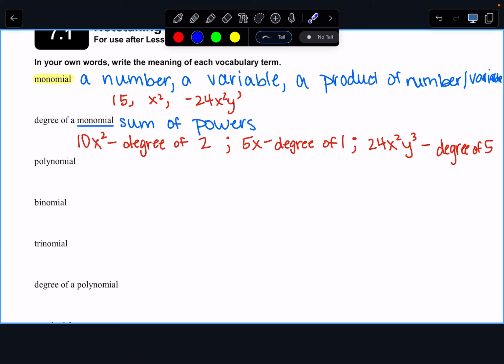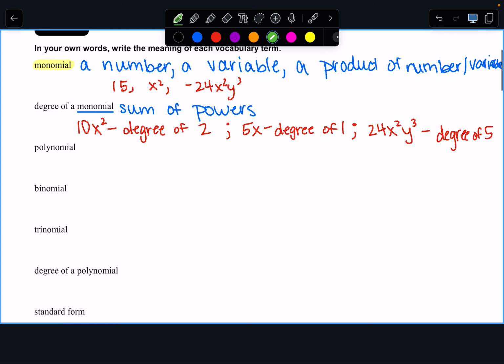Okay, so we've already talked about monomials. Now we're going to talk about polynomials. Okay? Polynomial is a word that you are going to hear a lot, not only in this class, but in Algebra 2, pre-calculus, all the things. Okay? So a polynomial is the sum of monomials. So you have 2, 3, 4, 5 monomials that are not like terms. Otherwise, we'd add them together.